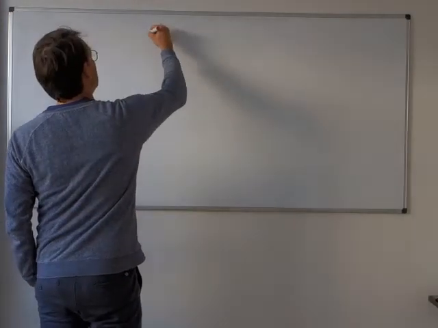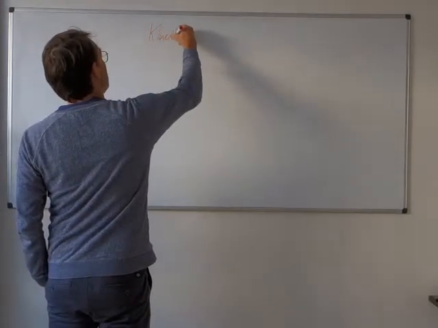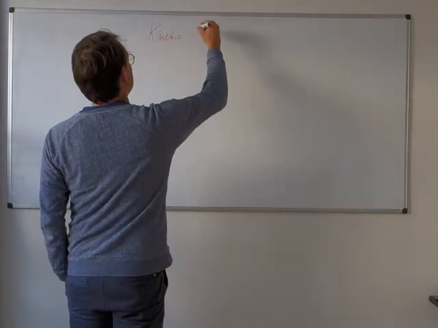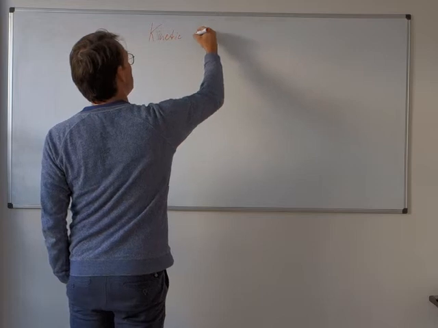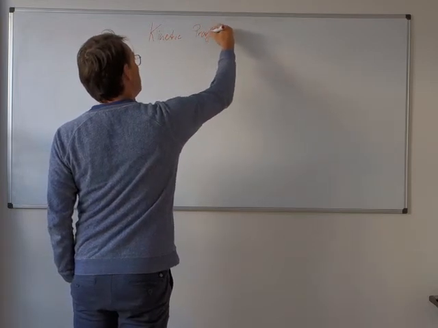Okay, so welcome to the next lecture of chapter 3 in the course Basic Modeling of Biological Networks, and it's going to be about kinetic proofreading.